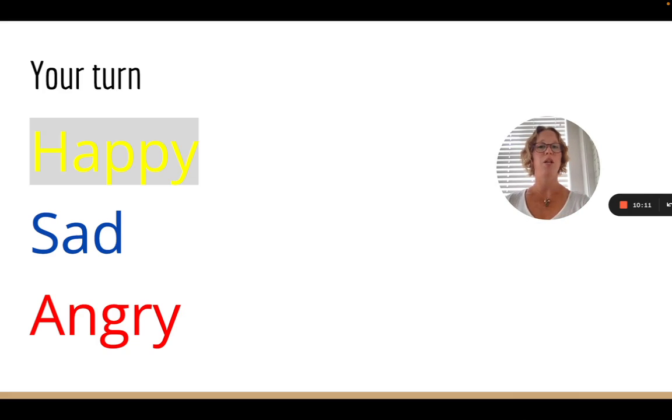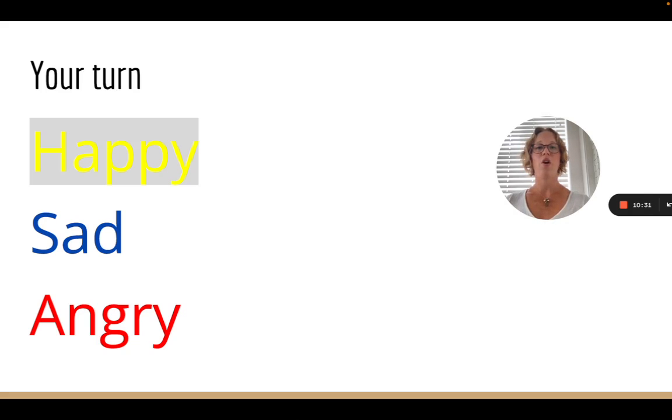But you need to put an explanation with it. That might sound like, I drew a picture of my dog to represent happiness because for me, I am most happy when I'm spending time with my dog. Okay, that would be your explanation.